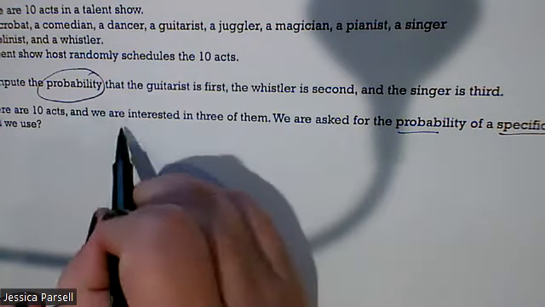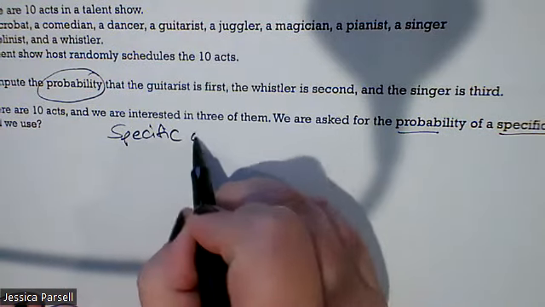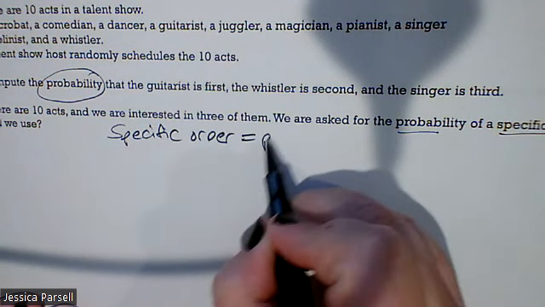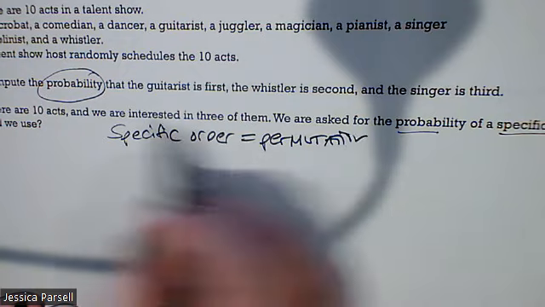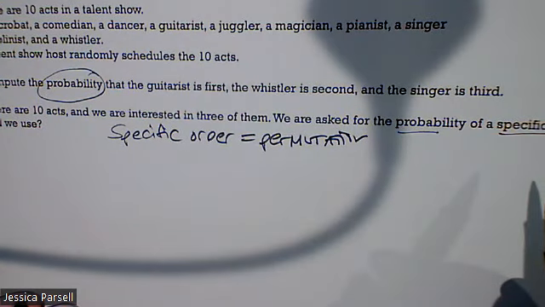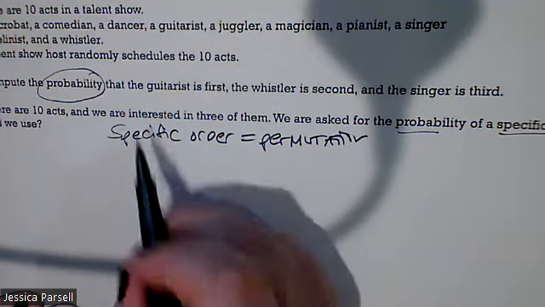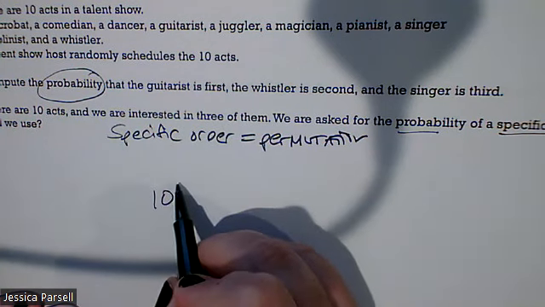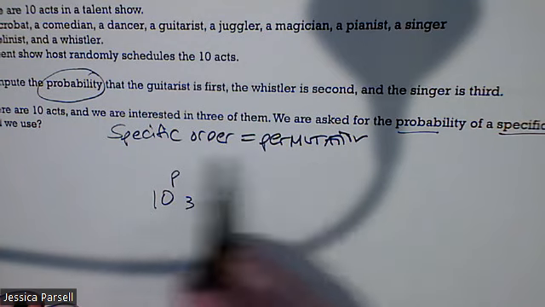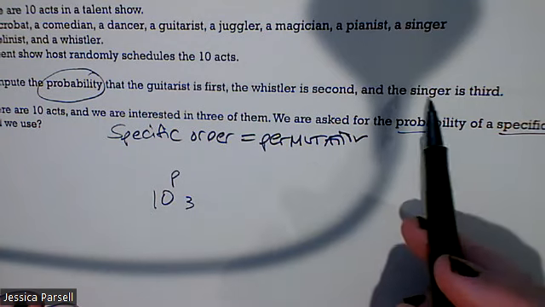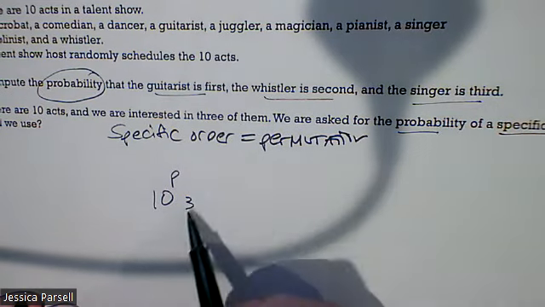Okay, specific order hopefully gives birth to, we know now, a permutation. We have to keep in mind that they're working with probability here, so we're going to have to deal with that at the bitter end. So let's permute. Okay, here we go. So we have 10 acts, and we are going to permute or choose them 3 at a time. The order matters because they are being specific. The guitarist has to be first, the whistler has to be second, and the singer has to be third.